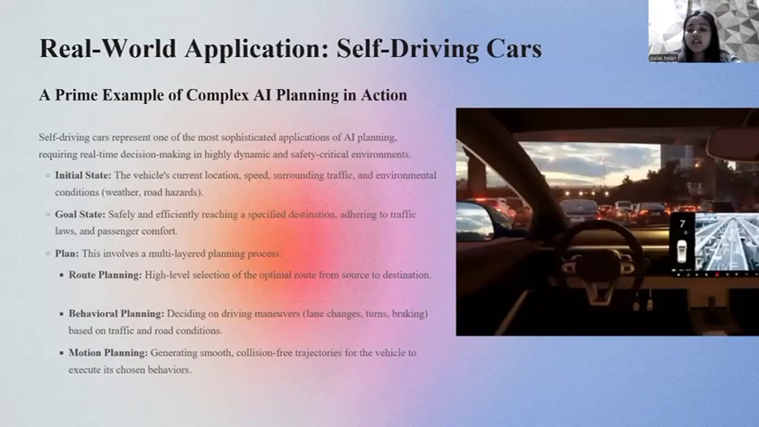The real world application, again, is self driving cars. Self driving cars are one of the most advanced uses of AI planning. They perform route planning to decide the best path, behavioral planning to make driving decisions like overtaking or turning, and motion planning to generate smooth, collision free movements. Each layer depends on real time decision making and rapid replanning.